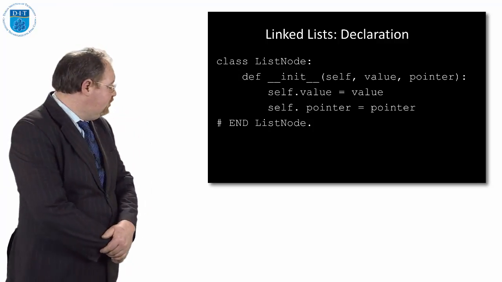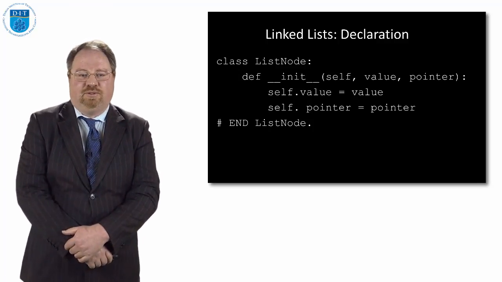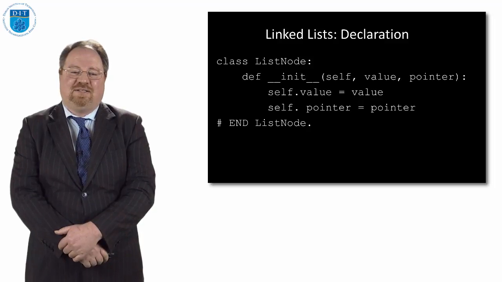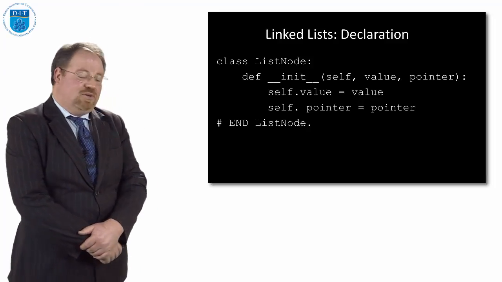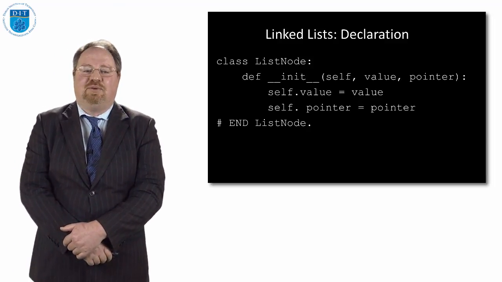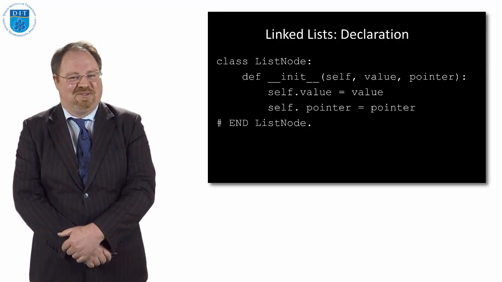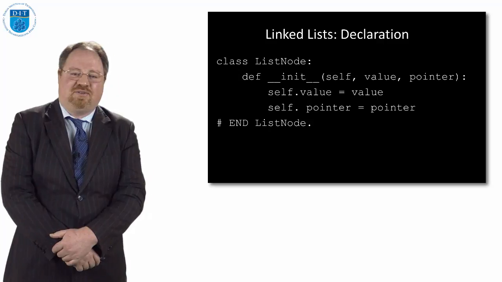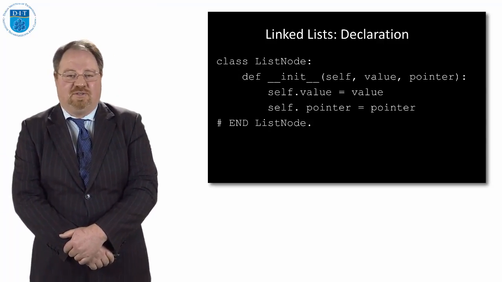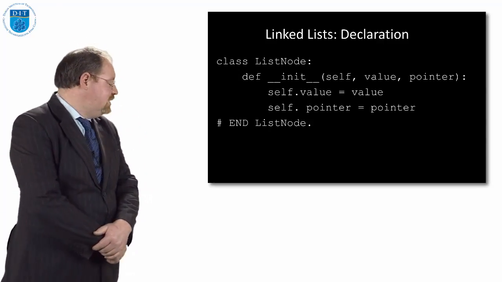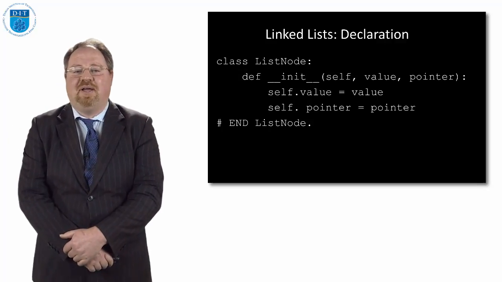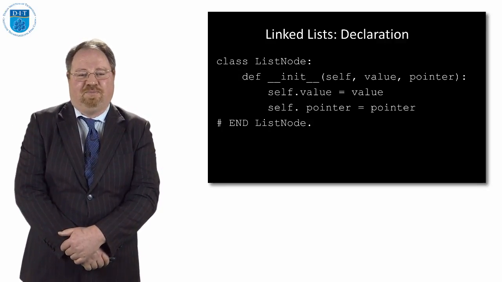Well, in Python, to create a node, and we're going to call it list node, what we do is we say class list node, then we define a method called __init__ that takes in three parameters, a value and a pointer and something called self, and then we say self.value gets value and self.pointer gets pointer.